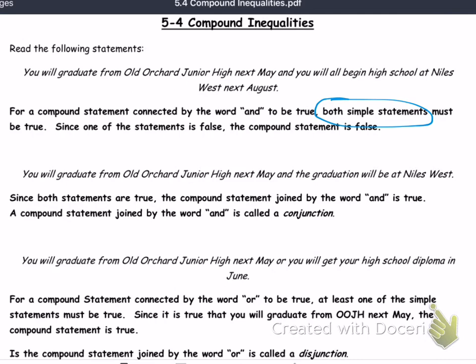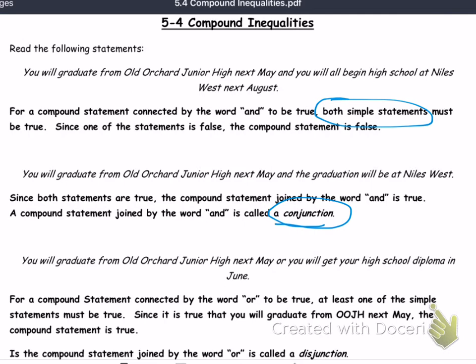Now, if we read the next one, it says, you will graduate from Old Orchard Junior High next May, and the graduation will be at Niles West. If you don't know, your graduation will actually be held at Niles West, so both statements are true. Since both statements are true, the entire AND statement is true. And the word AND is called a conjunction. We learned that in English class, right?